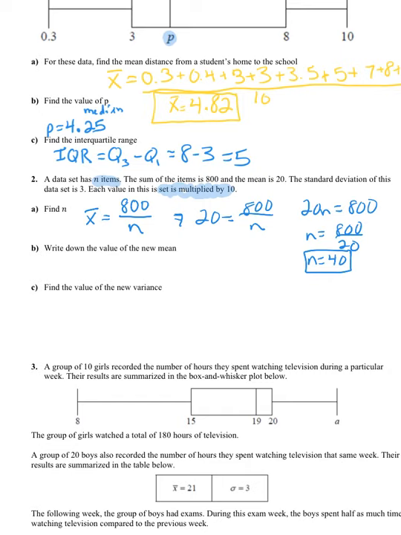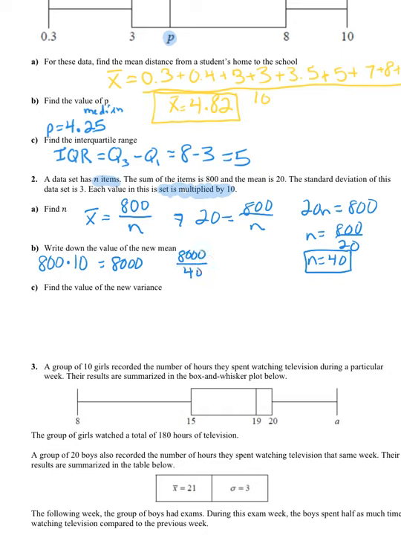And then part B says write down the value of the new mean, and that's because each value is multiplied by 10. So if we multiply each individual value by 10, what we're really doing is multiplying the total by 10. Even though we don't know what the individual items are, we do know that we can multiply the total by 10, and that's going to give us 8,000. And then we would say, okay, well, 8,000 is the mean.